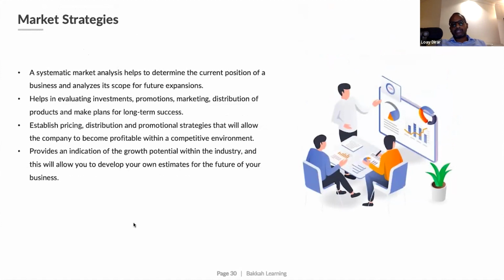Market strategies. This is how we're going to market our product or service. A systematic market analysis helps to determine the current position of a business and analyzes its scope for future expansion. It helps in evaluating investments, promotions, marketing, distribution, and even campaigns and products, and making plans for long-term success. And it also includes pricing.